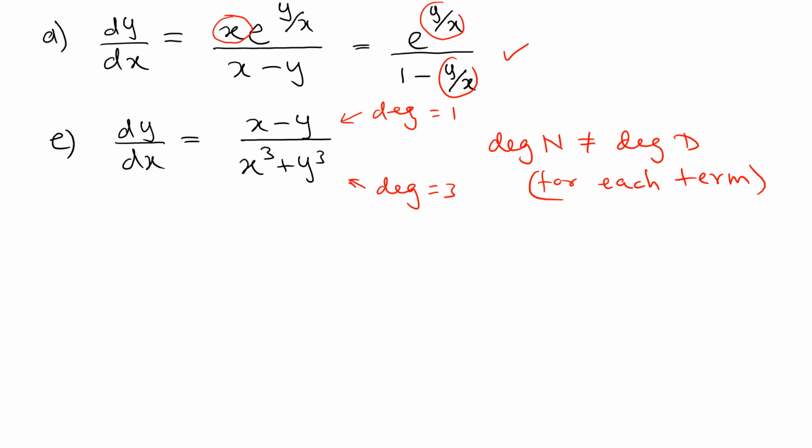For each term, you have to check: every term should have the exact same degree. So let's look at that in the next one. We have (x minus y plus 1) over (x plus y). As polynomials, the top one has degree 1 and the bottom one has degree 1.